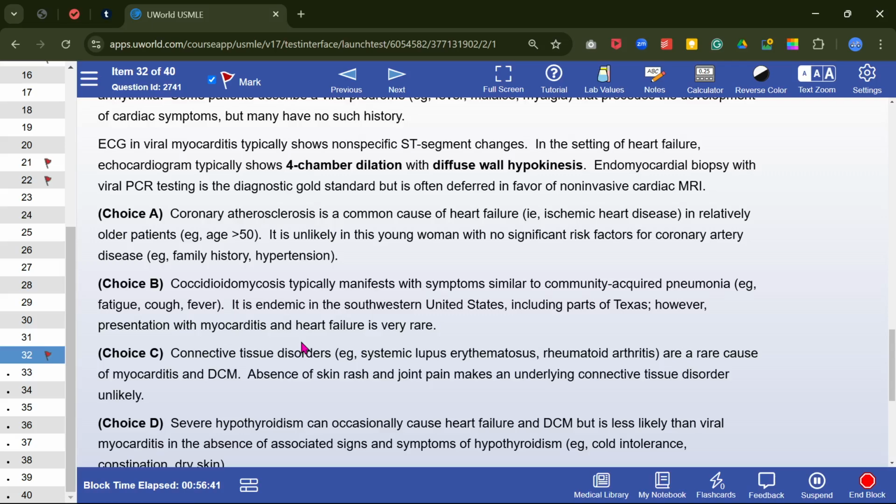It's not CTD, connective tissue disease, like SLE or rheumatoid arthritis. It can be a rare cause of myocarditis and DCM. With the absence of skin rash and joint pain, an underlying connective tissue disorder is unlikely. Got it?